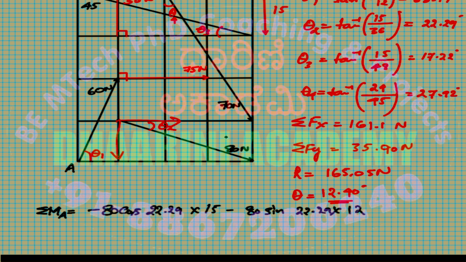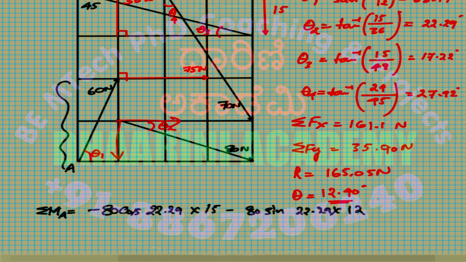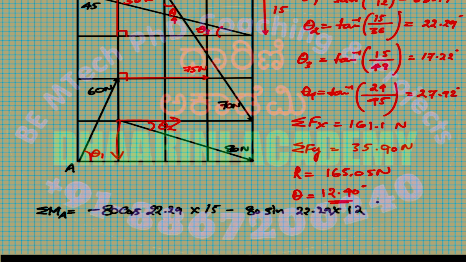Then let us move upwards. I have a 75 Newton over here. 75 Newton is completely horizontal, so I can measure the distance also. Perpendicular distance is 15 plus 15, so 30. It is moving to the right, so this is clockwise. So this is minus 75 into, what is the distance? 30.